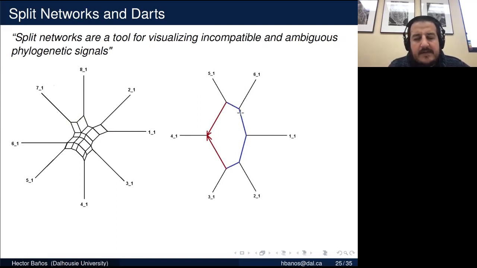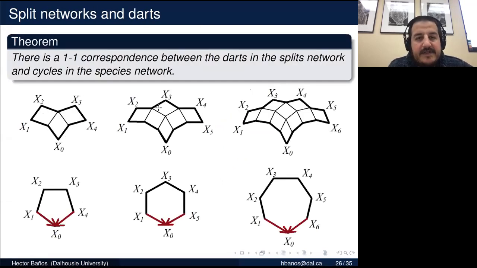And this is done because when the hypotheses are being satisfied, you are expecting some type of split network out of NeighborNet for our splits tree. And what you expect is this kind of shape that we denote as darts. Here they are depicted pretty beautifully, but they don't have to be as beautiful, but they will satisfy these combinatorial properties. And we show that there's a one-to-one correspondence between the darts in the split network and the cycles in the species network.